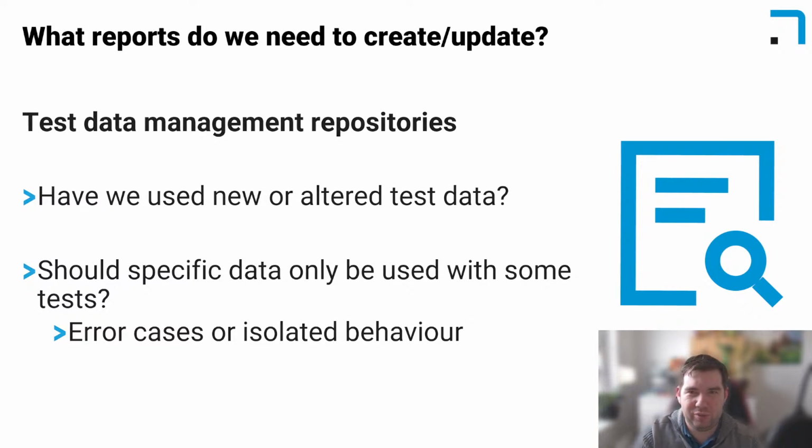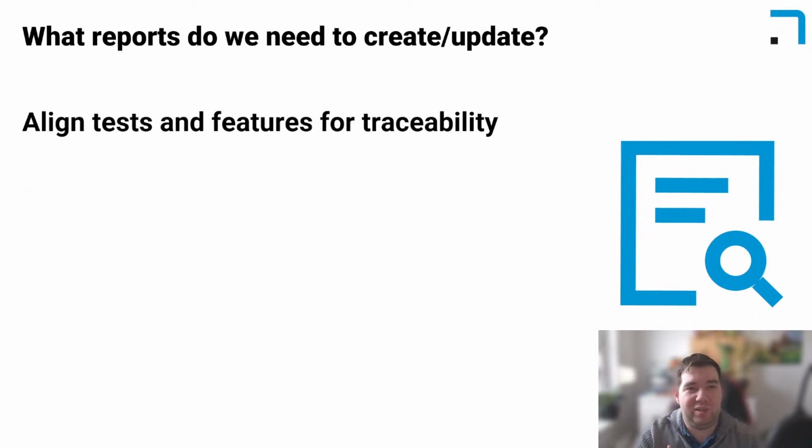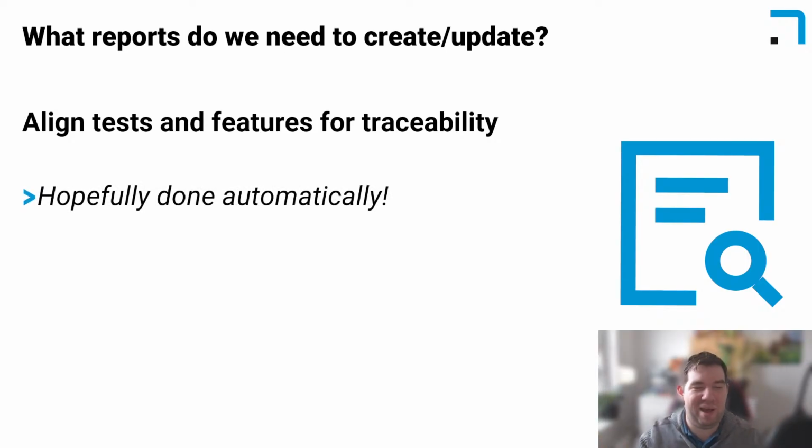And the last little bit for this section, what reports do we need to create and update when we align our tests and features for traceability? Now, hopefully, this isn't actually something that we really need to be too concerned with, because hopefully it's done automatically. Hopefully, in our tests, we have some way of indicating what feature it's related to. Or hopefully maybe you're working with a CI/CD pipeline that's really smart and can link between the different tests and features that you're doing. Hopefully there's minimal effort on our side of what needs to be done.